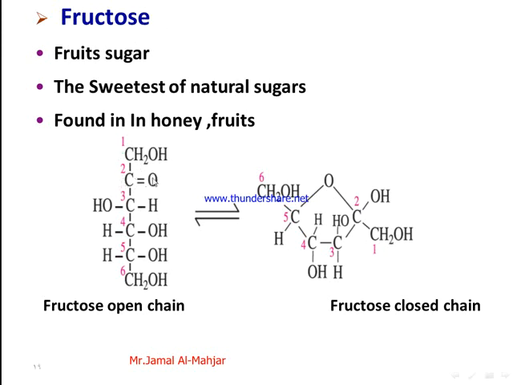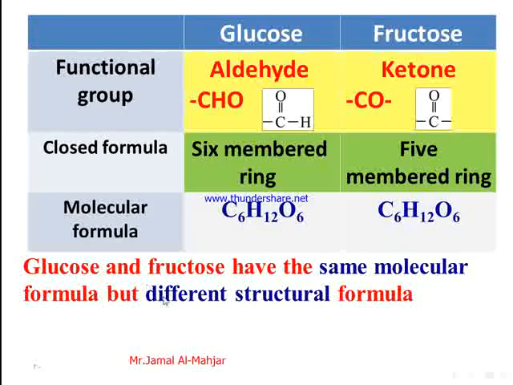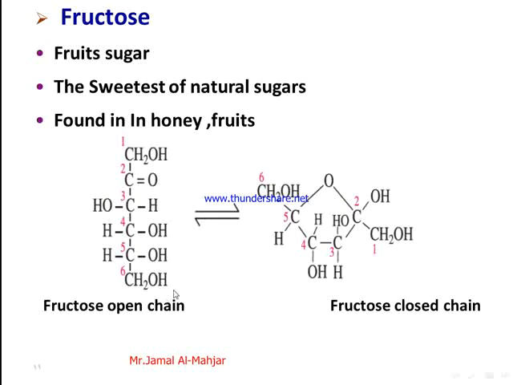The functional group is C double bond O. This is the ketone group. This is in the open chain, but in the closed chain it is a 5-member ring. The functional group here is at number 2. So 1, 2, 3, 4, 5, 6. So this is a 5-member ring, so it is fructose.